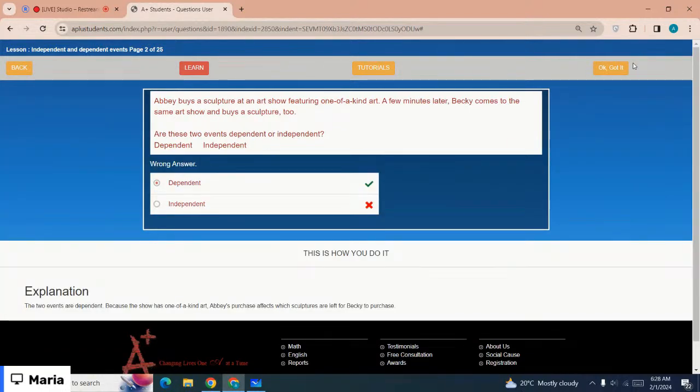Independent because the show has one eBay purchase effects. Oh yes, that is one of a kind. So only one sculpture. So the one sculpture that eBay buys now, BK have one less option. So yes, that is the dependent event.